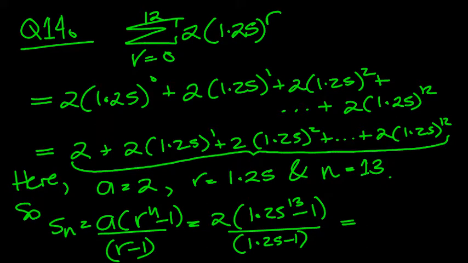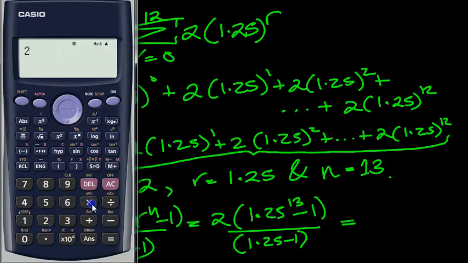So let's type this in the calculator then. 2 times, on top, bracket, 1.25 to the 13, back to ground level, take away the 1, close the bracket on top, divide by underneath. Now here underneath you've just got 1.25 take 1, which is 0.25, so we can just write down that single number. And we get 137.52.